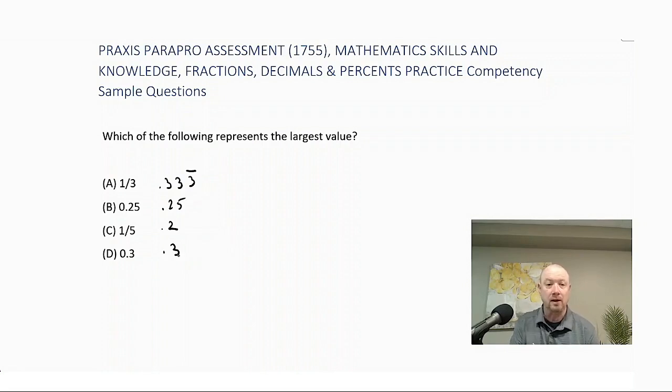What we want to look at here is we start from the tenths place, and we can see that in 0.25 and 0.2, the 2 is less than 3, so we're going to eliminate choices B and C. So we're down to choice A and D. They both have a 3, but then choice D would have zeros after, and choice A would have a 3 in the hundredths place. So choice D is eliminated, so the correct answer here is choice A.